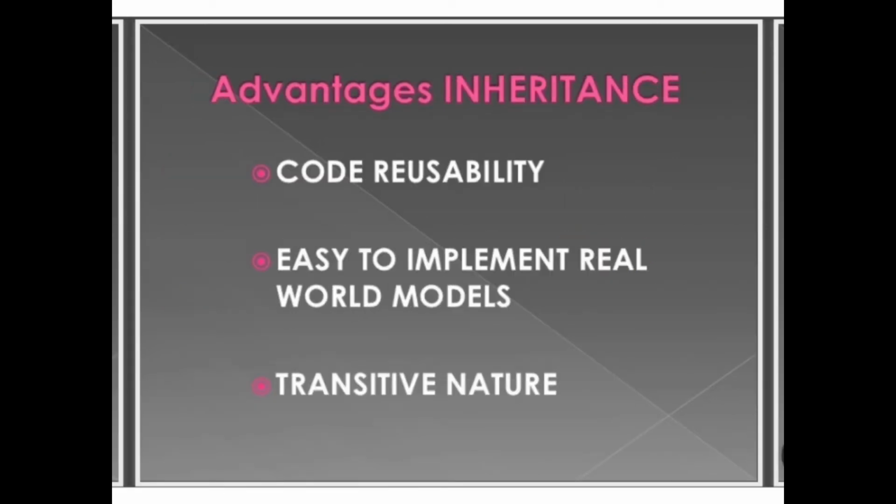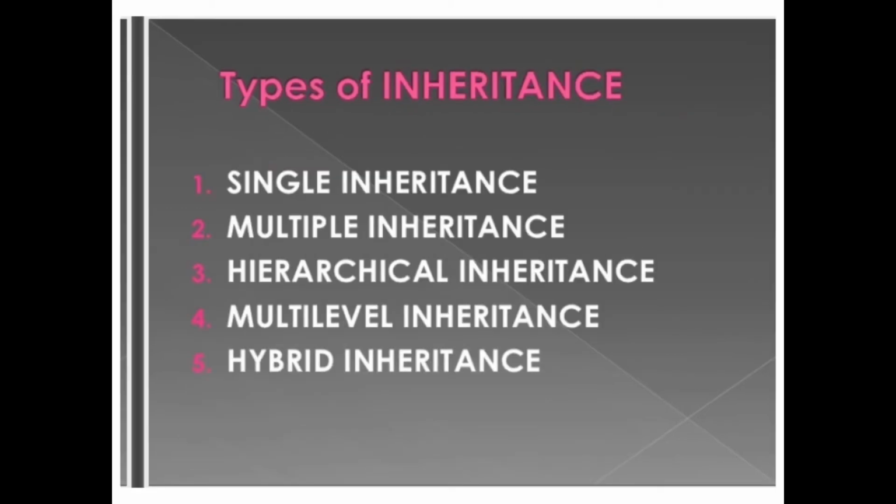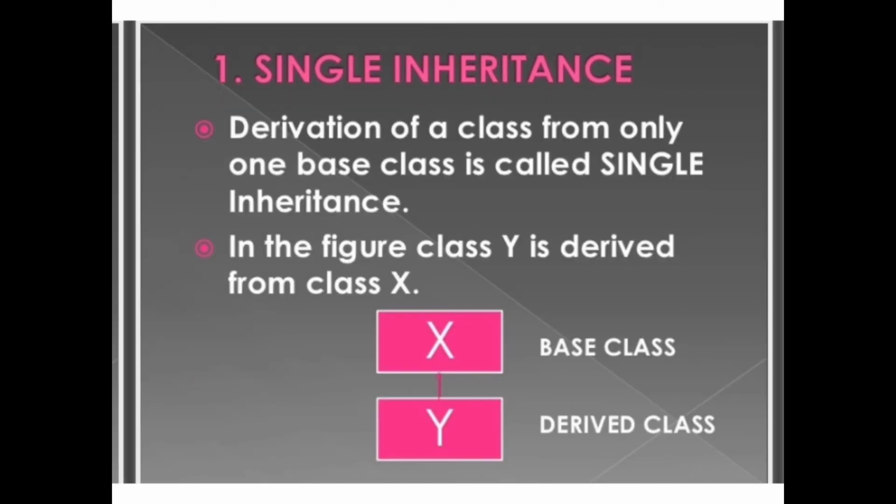Advantages of inheritance: code reusability, easy to implement real world models, and transitive nature. Types of inheritance: single inheritance, multiple inheritance, hierarchical inheritance, multi-level inheritance, hybrid inheritance. First one is single inheritance. Derivation of a class from one base class is called single inheritance.